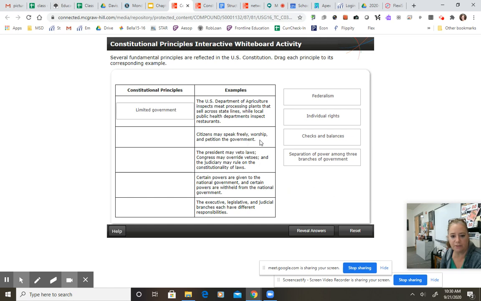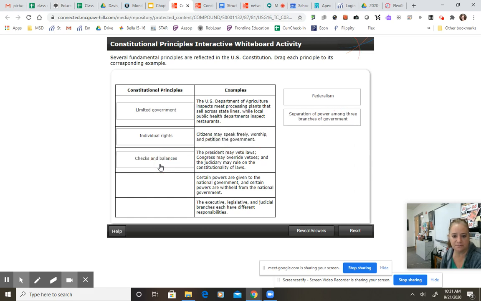Citizens may speak freely, worship, and petition the government. Individual rights. Good. The president may veto laws, Congress may override vetoes, and the judiciary may rule on the constitutionality. Checks and balances. Good. Certain powers are given to the national government, certain are withheld from the national government. Federalism. And so the last one would be the executive, legislative, and judicial branch each have different responsibilities.